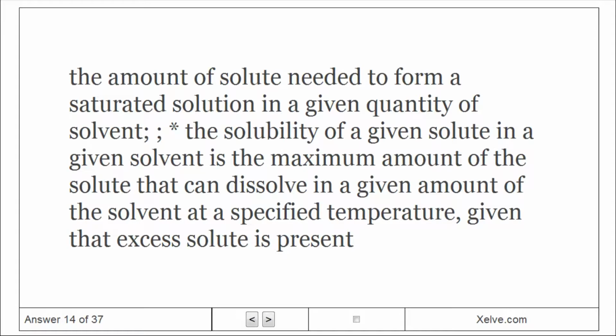Solubility: the amount of solute needed to form a saturated solution in a given quantity of solvent. The solubility of a given solute in a given solvent is the maximum amount of the solute that can dissolve in a given amount of the solvent at a specified temperature, given that excess solute is present.